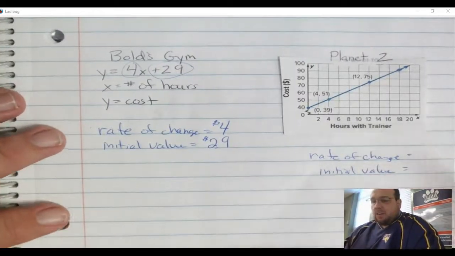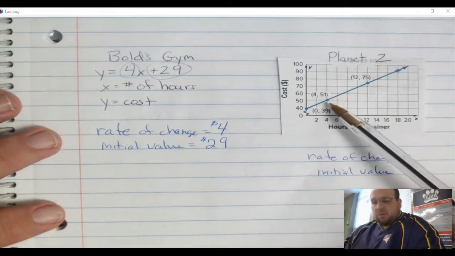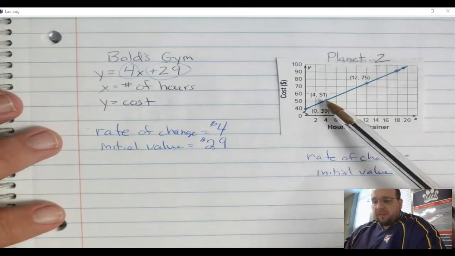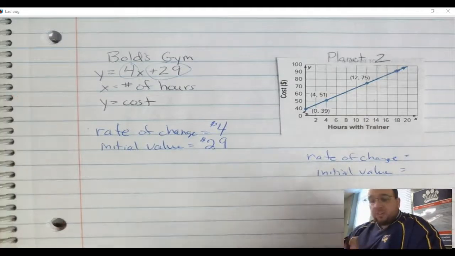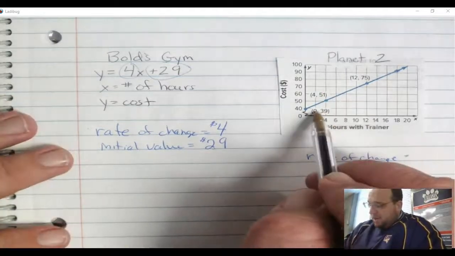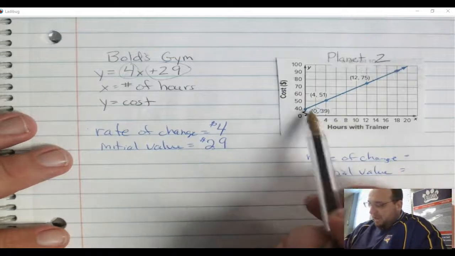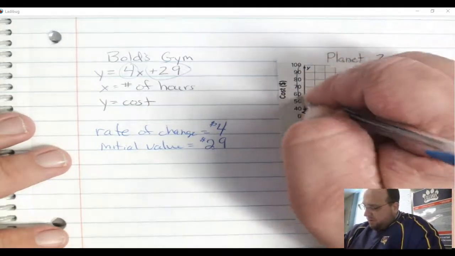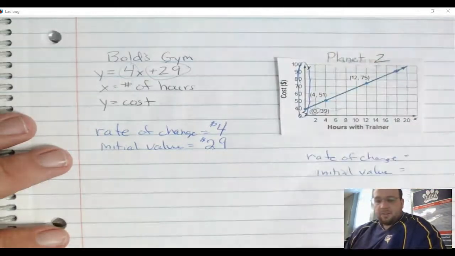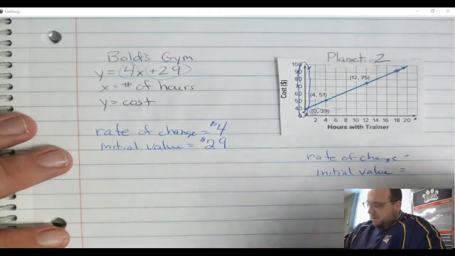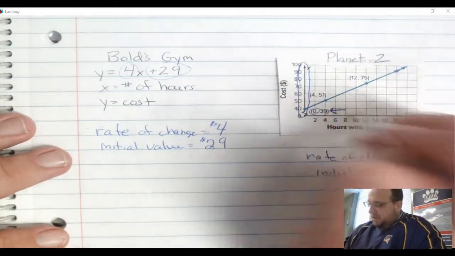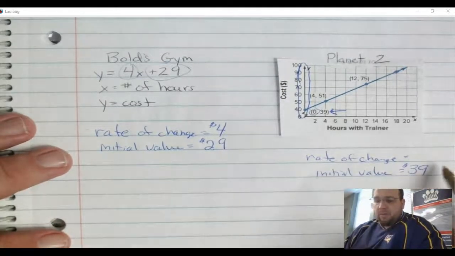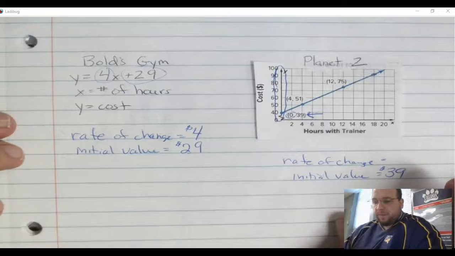Now, again, unfortunately in this one, we're going to have to do a little work. You'll see this little break here. We're going to have to use 2 coordinate points and find out the rate of change. The initial value is really easy because the initial value is where x is 0. And because x is 0 right there, that tells me right here, this is the initial value. So the initial value can be found right here on the y-axis, or also known as the y-intercept. So in this case, the initial value is 39. So $39 is what you're going to pay before you even start getting with the trainer, okay?